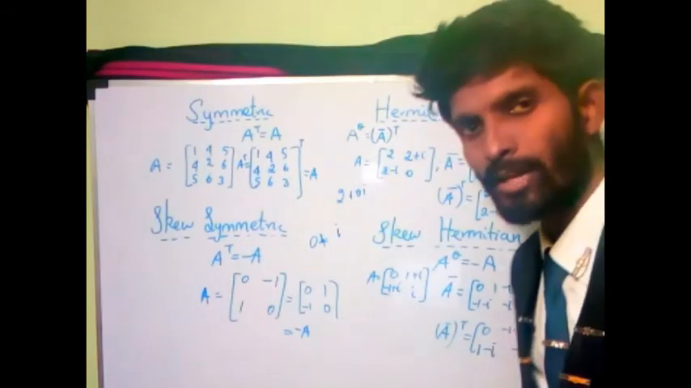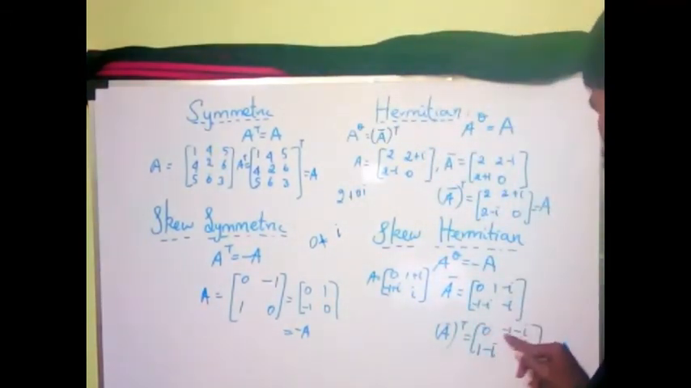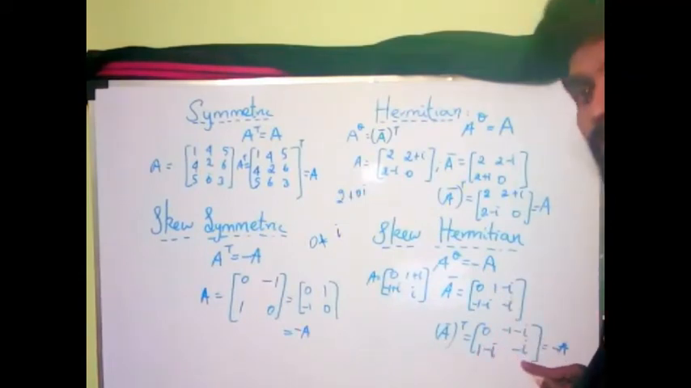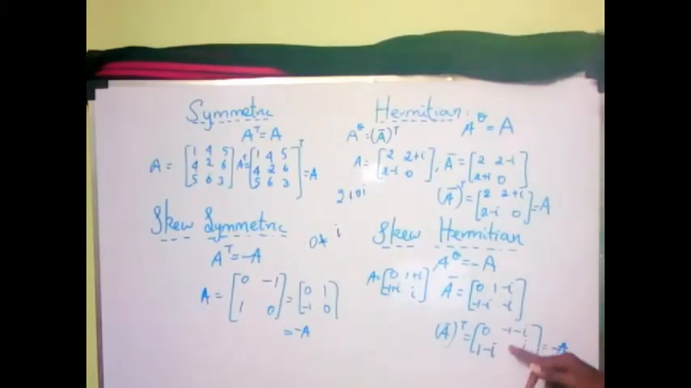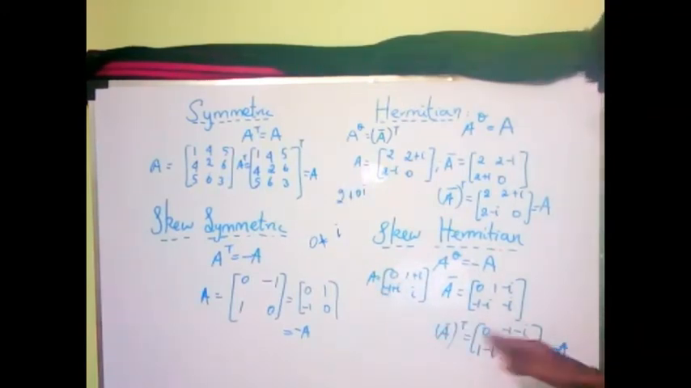Now if I make a transpose of what I just got, please make a transpose: 0, minus 1 minus i, 1 minus i, minus i. What it shows is that if you multiply this whole matrix A bar by minus, you get this. So A theta is equal to minus A bar.